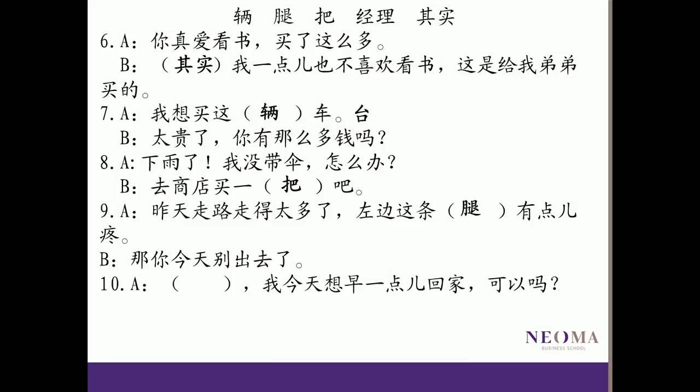A says, 经理，我今天想早一点回家，可以吗？ B says, 今天不行，今天有很多工作要做。 So, not today, 今天不行。 Today we have a lot of work to do. In the previous sentence, when A says it, 我今天 means "today I", 想 means "want to, would like to", 早一点回家 means go home earlier. 可以吗？ Is that okay? I want to go home earlier.